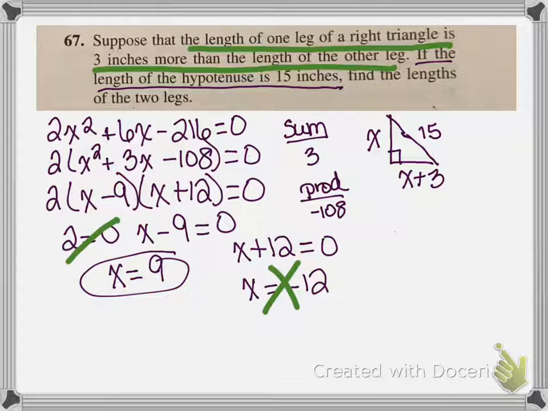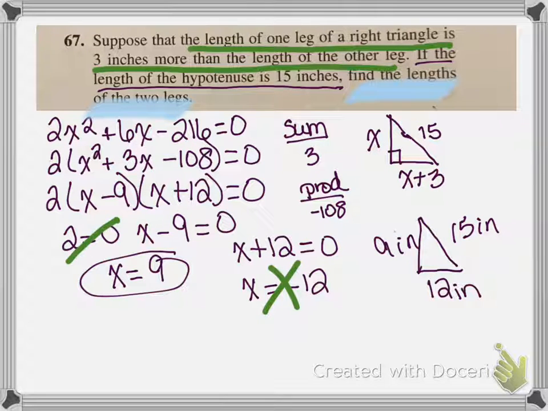But the question says, find the lengths of the two legs. Okay? 9 only gives me the length of one of the legs. So my x is 9. And I think we're talking about inches. So we've got 9 inches. How do I find the length of the other leg? Plus 3. Okay? So the lengths of my legs are 9 inches and 12 inches. That's what's happening here.